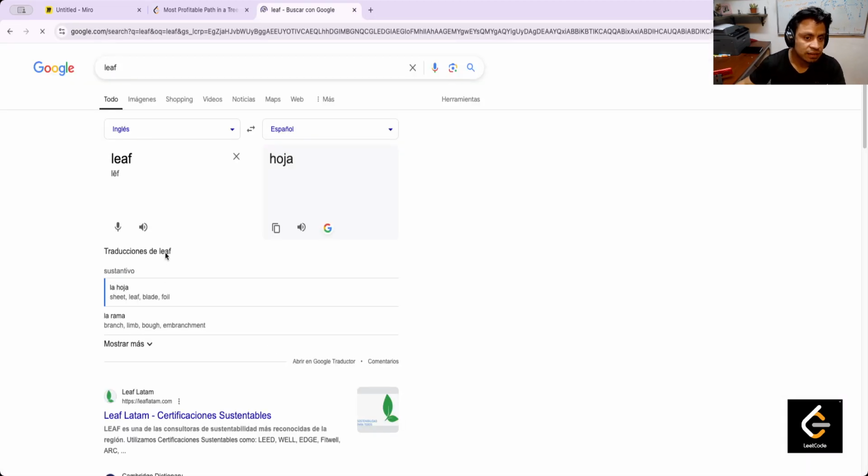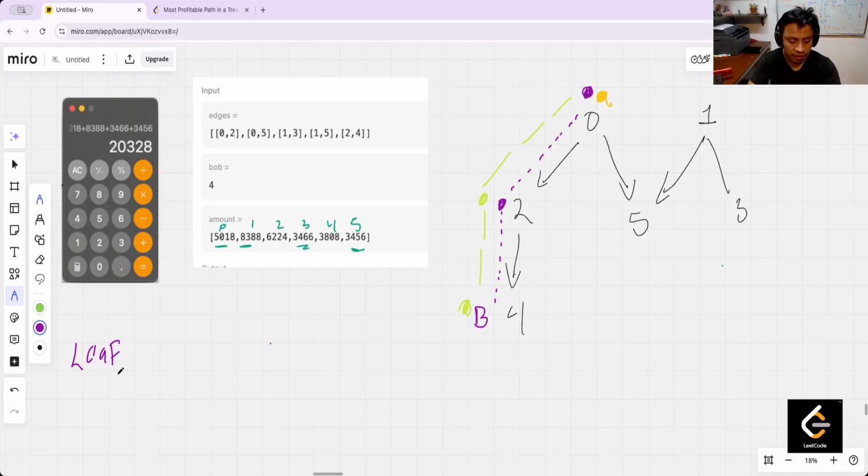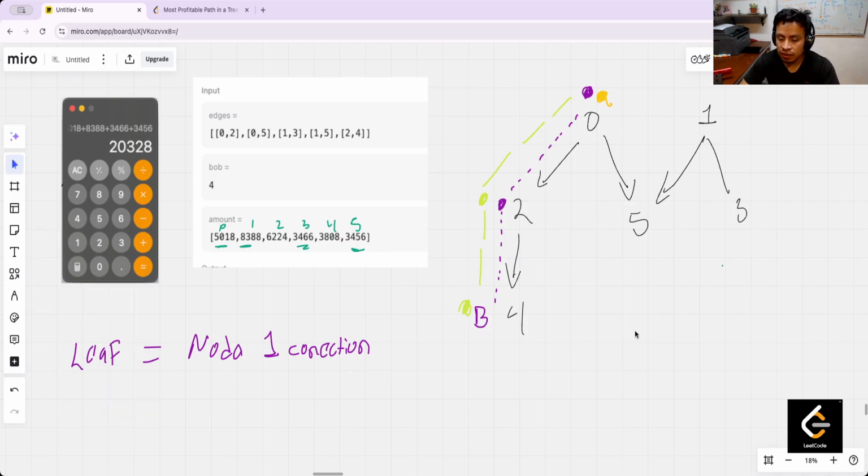Or with T? No, it's with F. The leaf, it's equal node with one connection. What connection means in this case is that, for example, I have the node 0, and this is one connection, and this is another connection, but this is another connection.